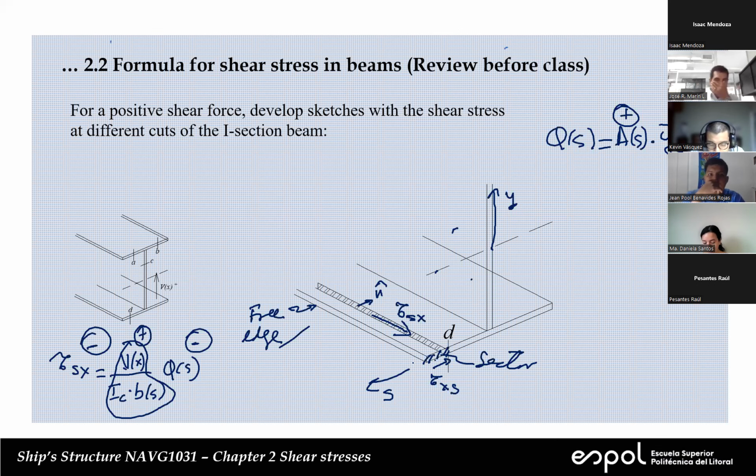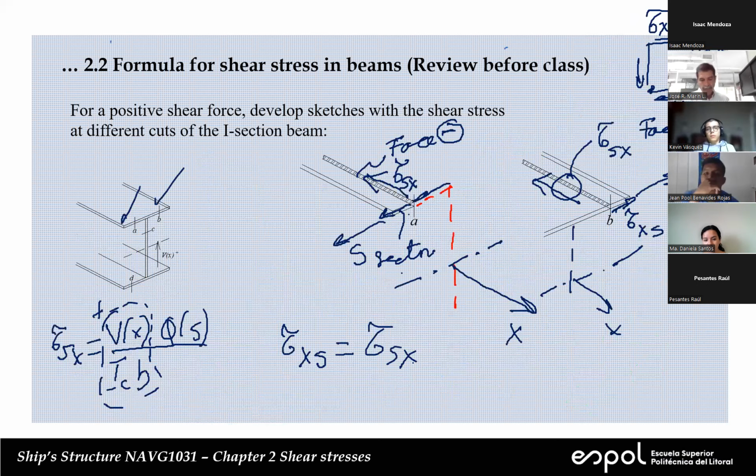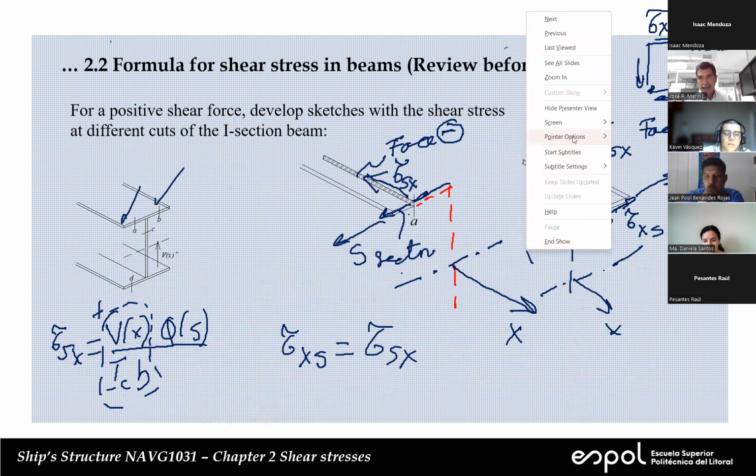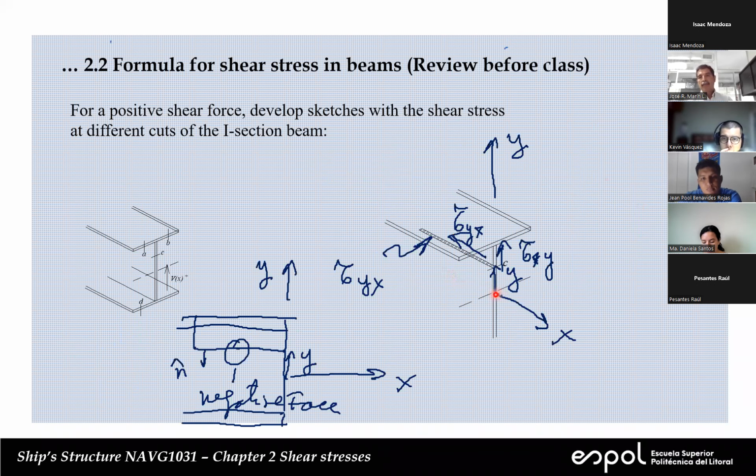Okay, now let me go back. We analyzed a positive shear force. We have determined the shear stress on the different points of this section, right? And we have seen that on the flange, on the left side of the upper flange, it points to the left. On the upper flange, on the right-hand side, the shear stress points to the right. Okay, then we make a cut here, and we determine that the shear stress points in the upward direction.